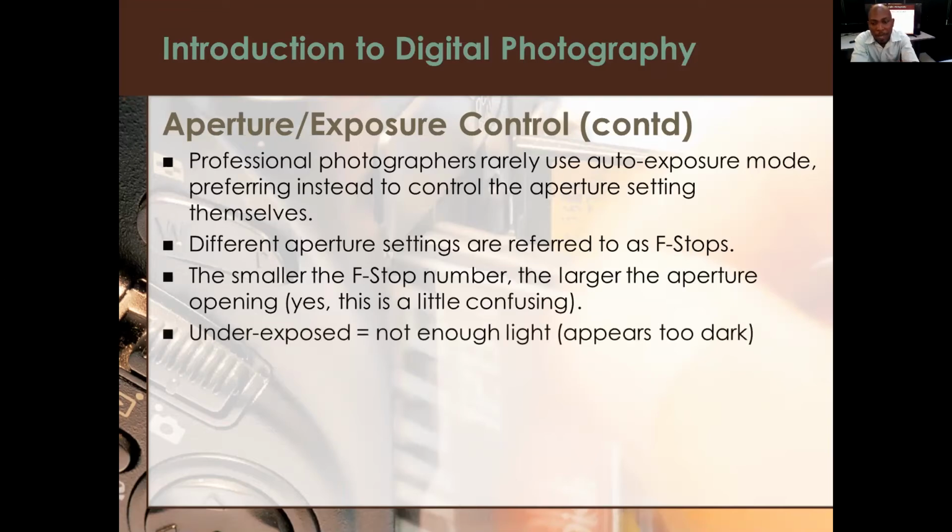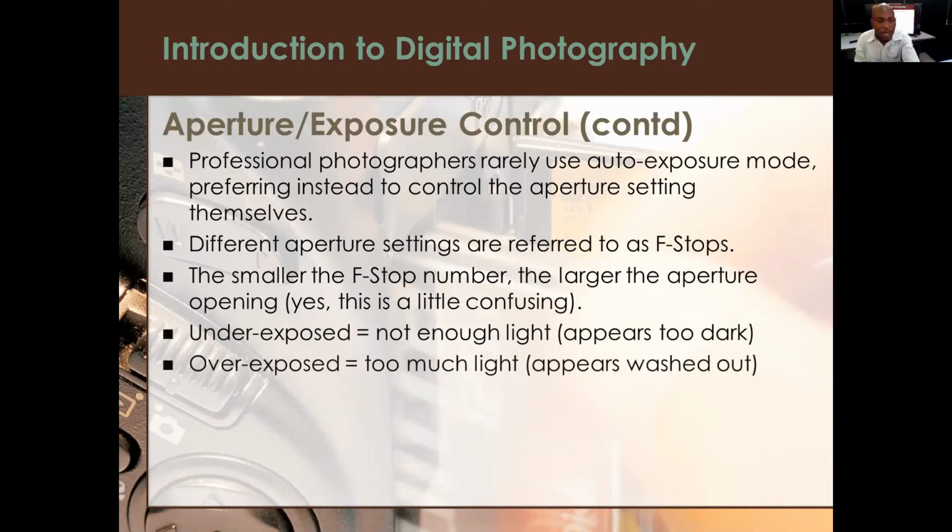Underexposed: not enough light, appears too dark. You ever take a photo and it looks so dark? That is what photographers refer to as underexposed. Overexposed: too much light. You take a photo and there's so much light in it you can barely see what you're taking. That means it's overexposed.